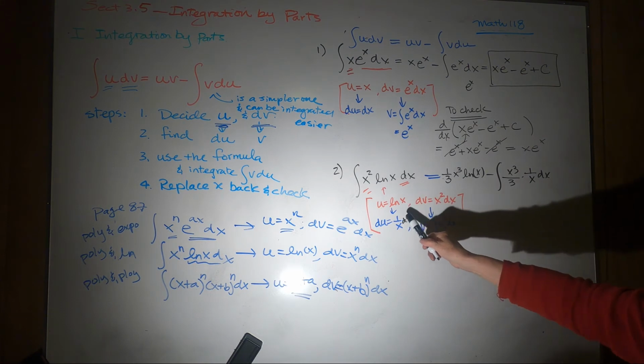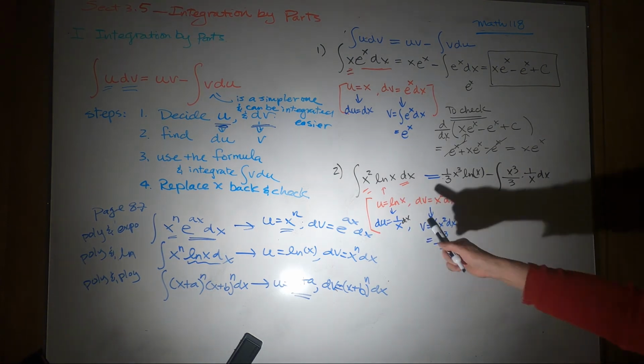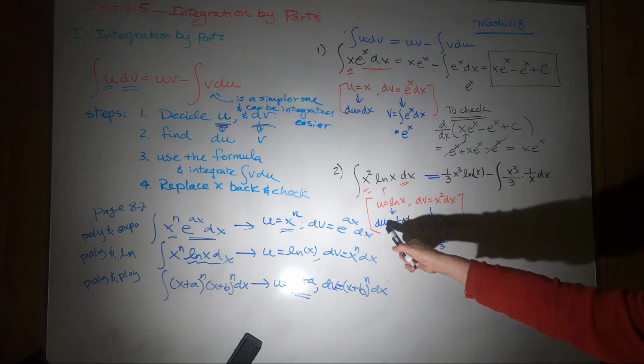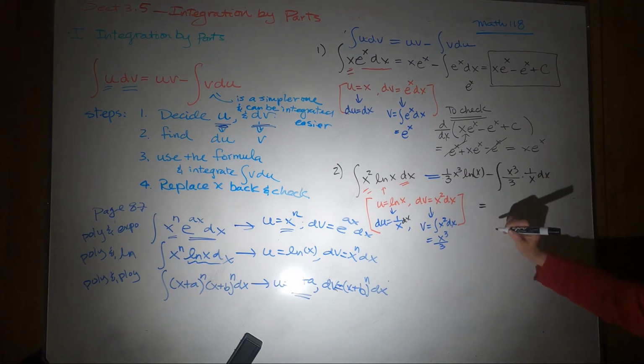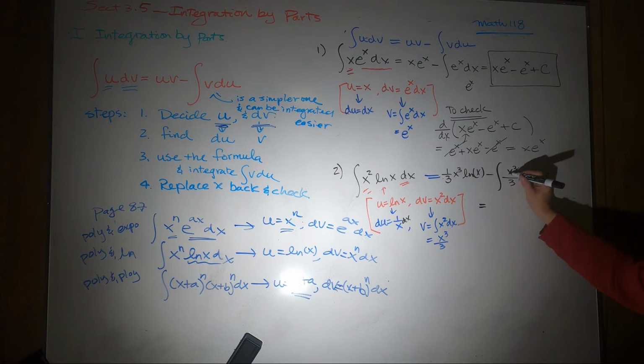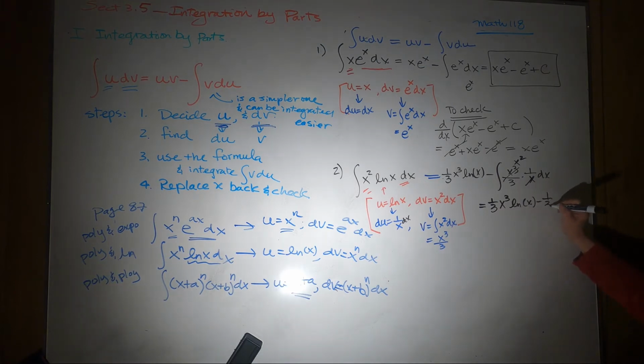This one should be dx here, because you take the derivative against x. u is a function of x, so du would be the derivative of u times dx. Then what do we have? Then this one cancels out with x squared. So I will have 1/3 x cubed natural log x minus 1/3 integral of x squared dx.